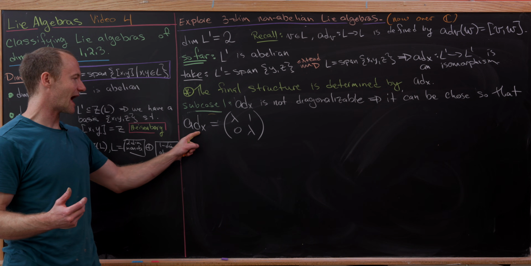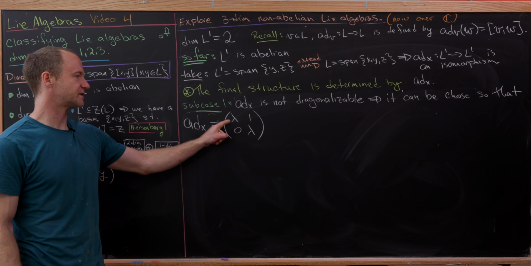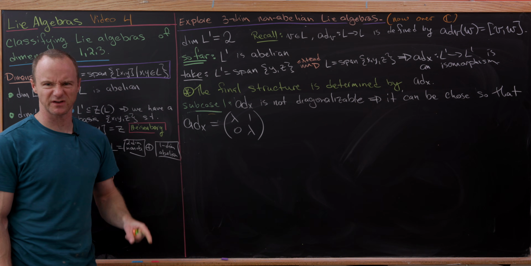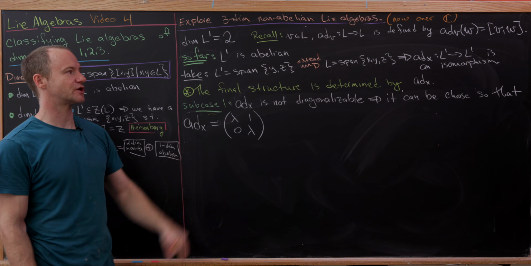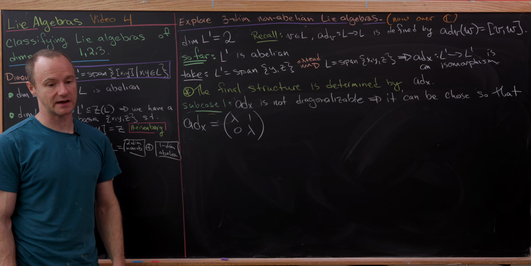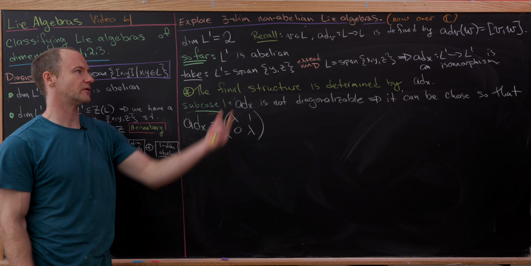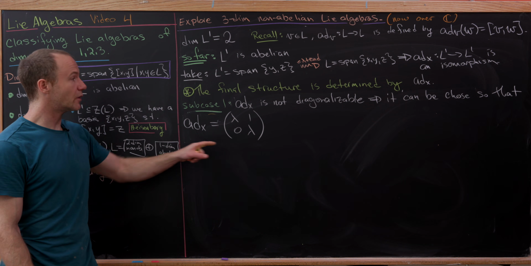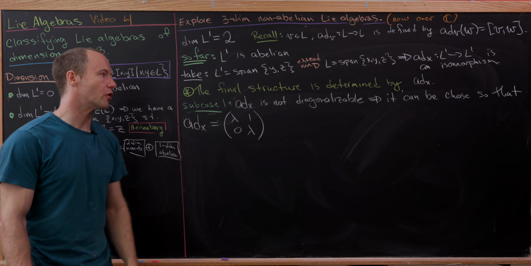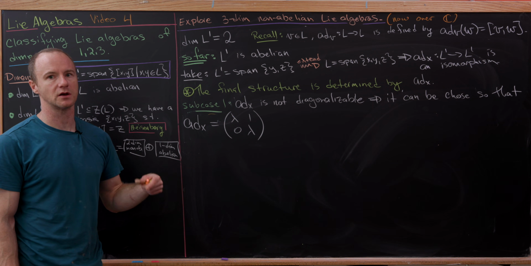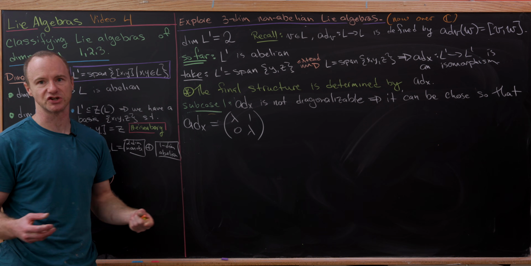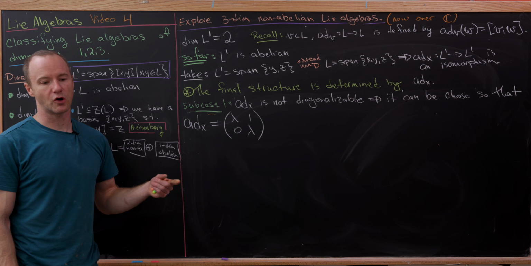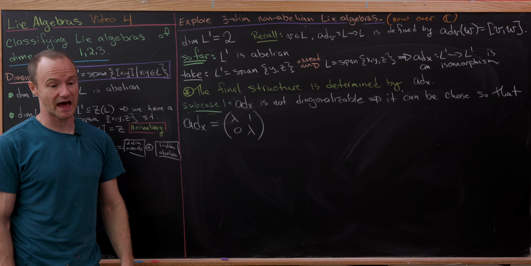So here ad x is of the following form: lambda 1, 0 lambda. This is a 2 by 2 Jordan block, and this is where ad x is going from L prime to L prime again. And we know that lambda is non-zero because that's an isomorphism. Again, this is using the fact that we're over the complex numbers. Of course, there are non-diagonalizable things over the real numbers, the so-called rotation matrices. So that'll be a homework exercise to look at that.